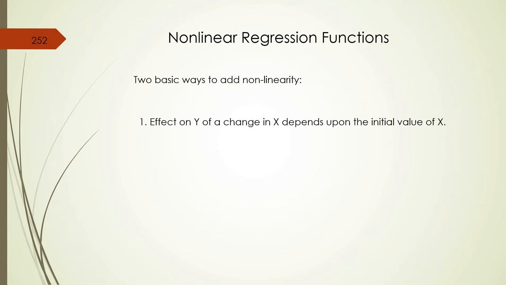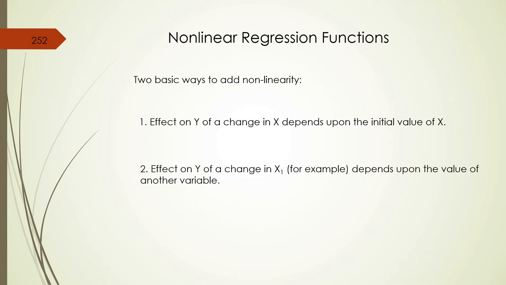In other words, in order to develop such a model, it is actually a way to square our independent variable, or even put it to some higher power, and then to have a curved model in our data. The second approach is when you have effects on y of a change in x1, for example, and it depends upon the value of some other variable. So we actually have an interaction between two or more independent variables influencing y. In that way, we can also develop a nonlinear regression function.